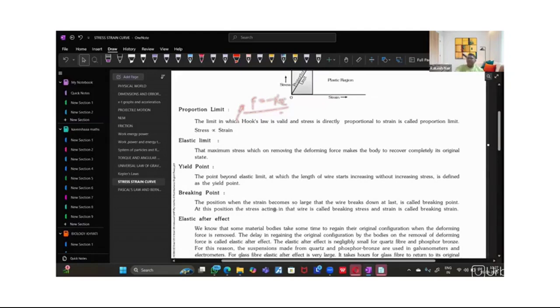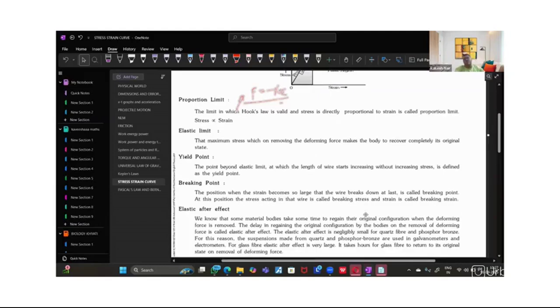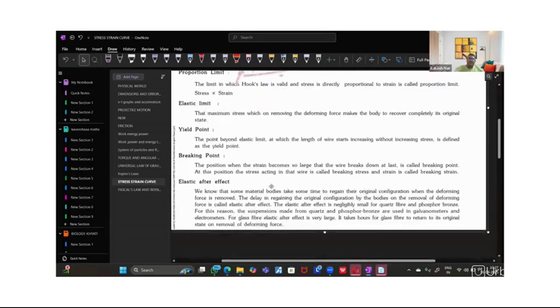Breaking point. This is the position when the strain becomes so large that the wire breaks down at last. The strain is increased to such proportions that the wire breaks, and this is called the breaking point. At this position, the stress which is acting in that wire is called the breaking stress. All the related terms are given a breaking prefix, and the strain is called the breaking strain.